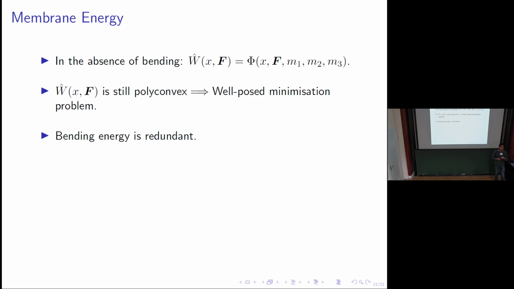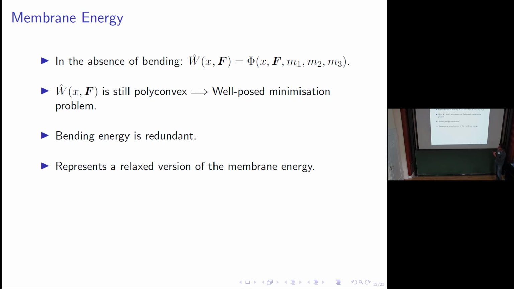So one of the effects is that the bending energy, if you add on a bending energy to something that is polyconvex in this sense, it's completely redundant. You don't really need that to establish the existence of minimizers. Whereas when we talked about membranes, it was the bending energy that was resolving wrinkles. So that is one key thing.